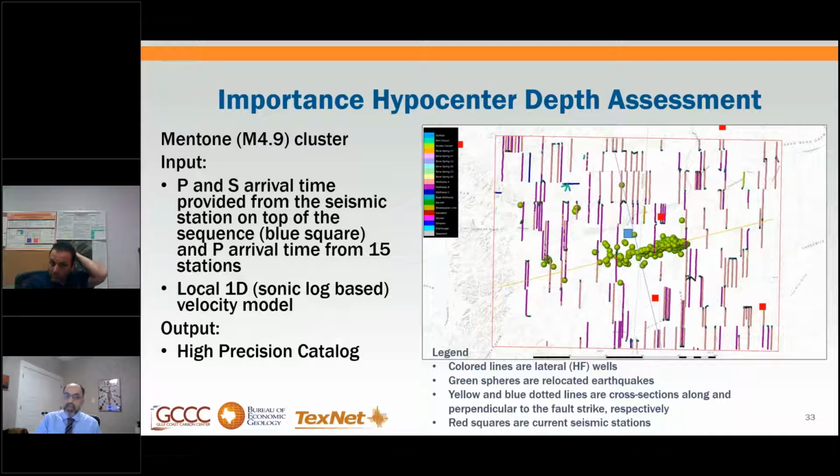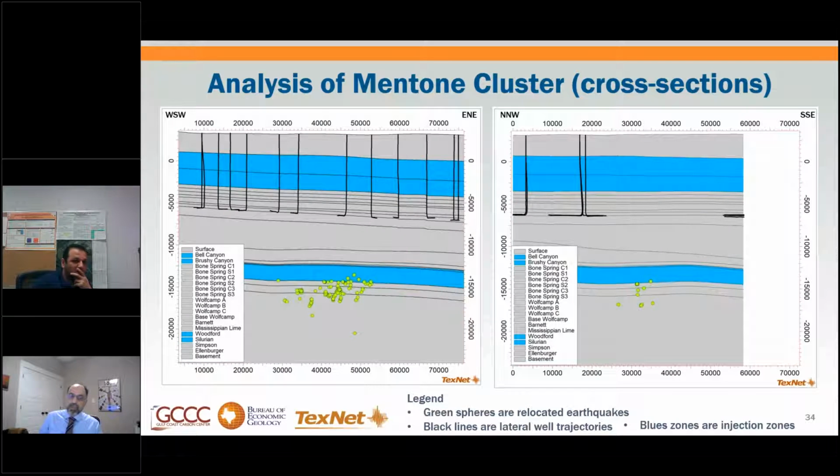The blue square is the station on top that we had data from when the earthquake occurred, and you can see the lateral wells as well. There are two cross-sections: the yellow one is along the strike, and the blue one is perpendicular to the strike of the high precision seismicity distribution. Next slide, please. So here are the two cross-sections.